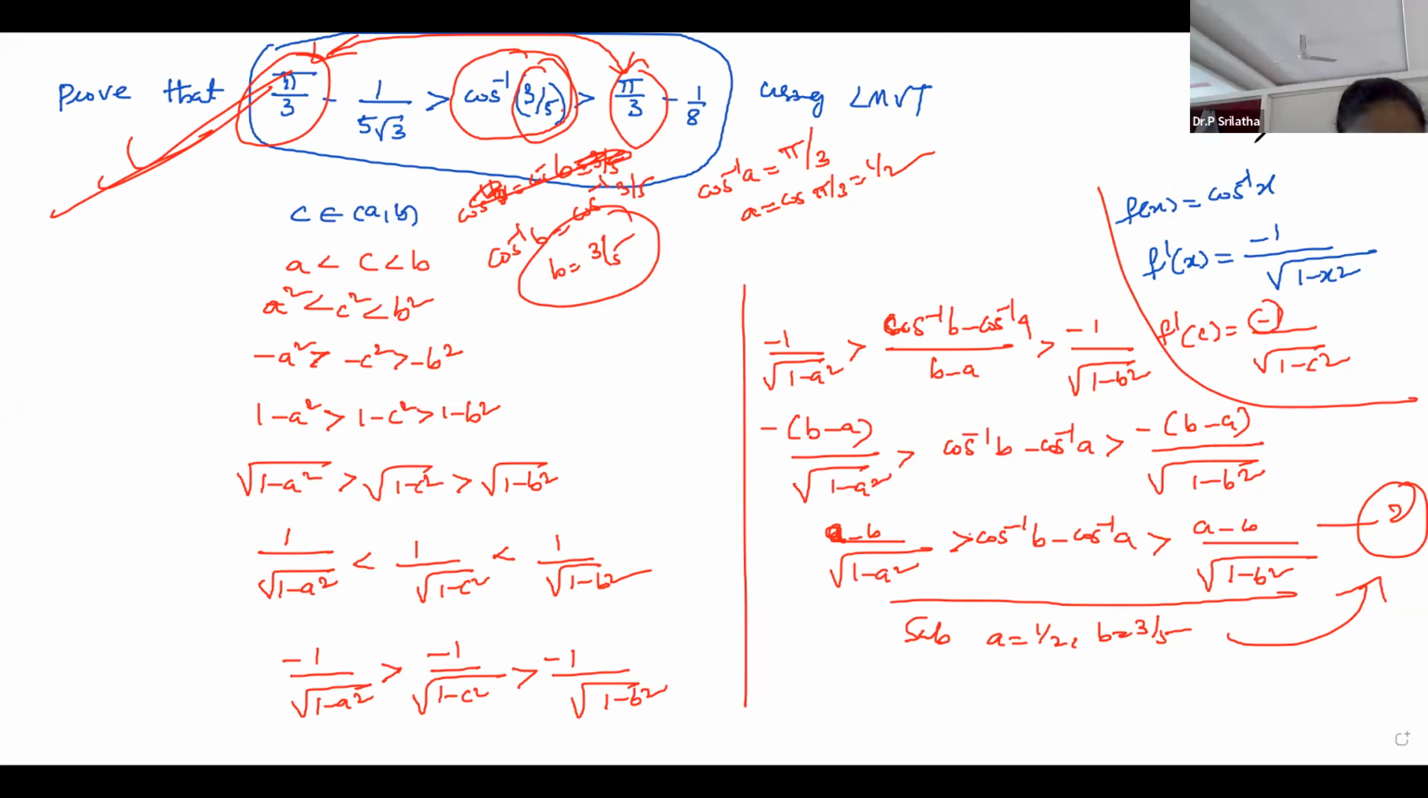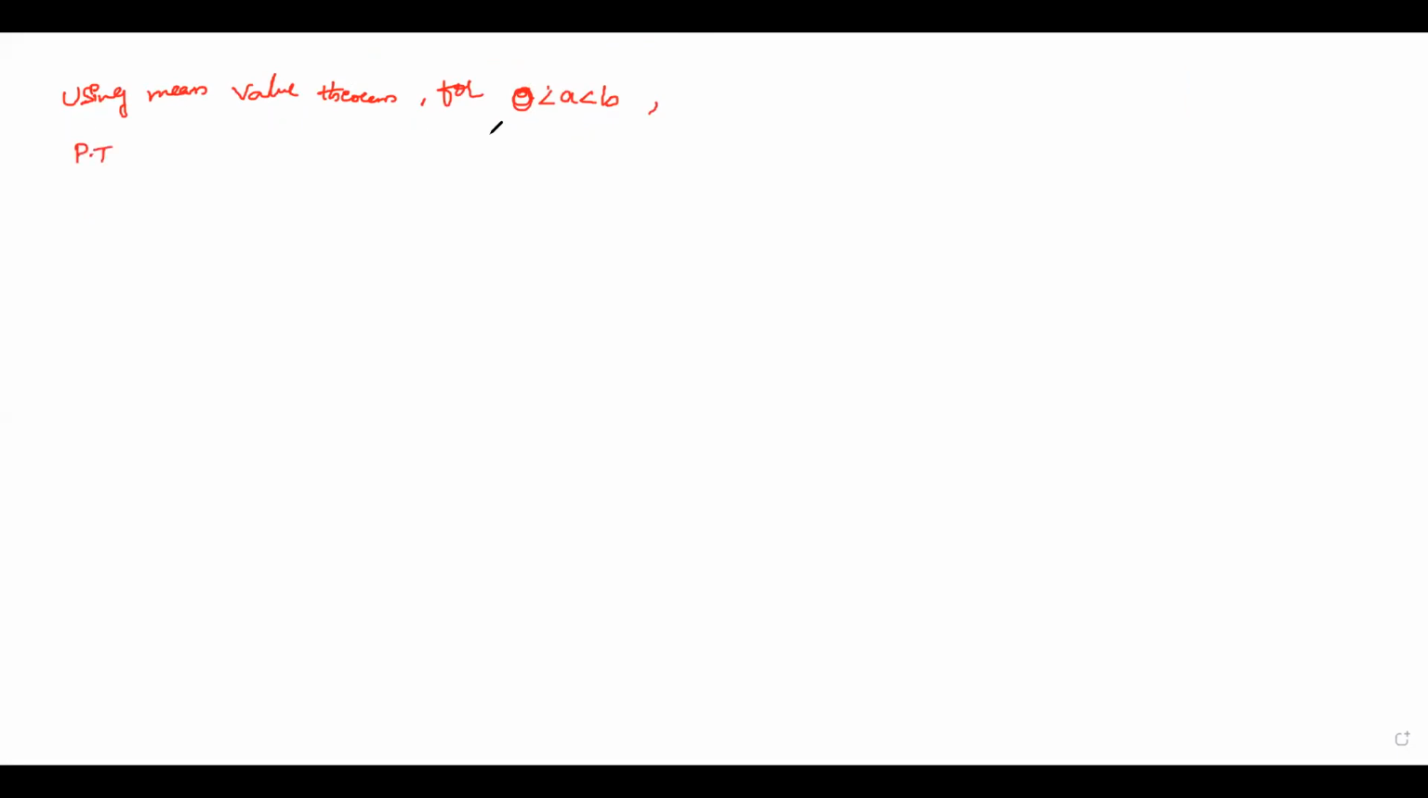So I will give you a most important question. All of you try this problem. Using mean value theorem. So here using mean value theorem is nothing but here we have to use only Lagrange's mean value theorem only. Okay, using mean value theorem for 0 less than A less than B. What is the meaning of this? A belongs to 0, B. A is greater than 0, B is greater than 0.